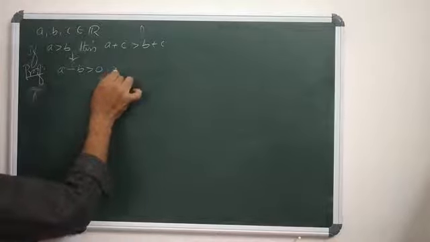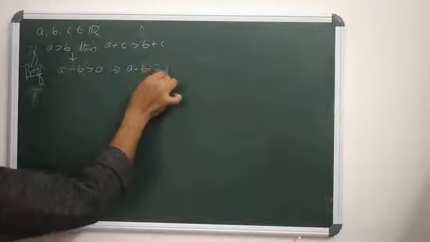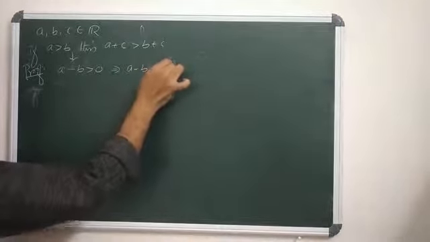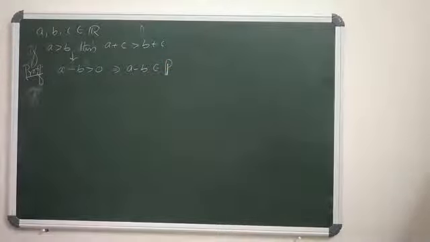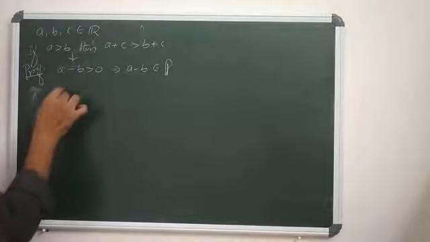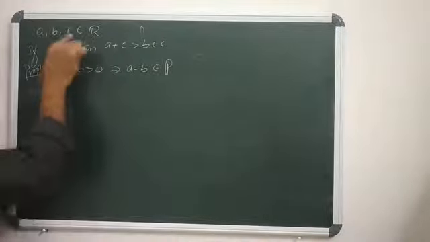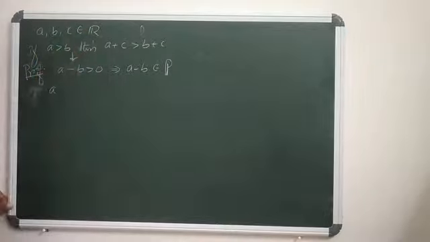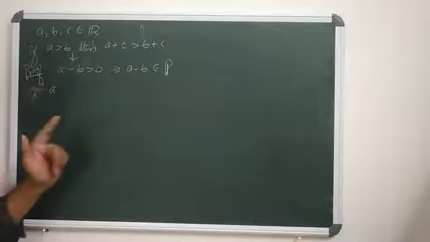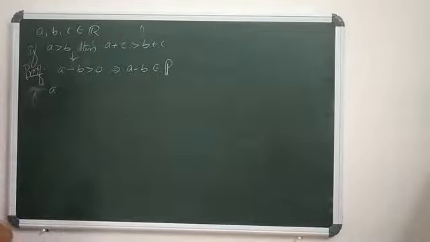A minus B positive means A minus B should fall in P. Why? Because P is the set of all positive reals. A minus B falls in P. Then since C is a real, what is C? C is any real number. Since A is greater than B, A minus B falls in P itself.